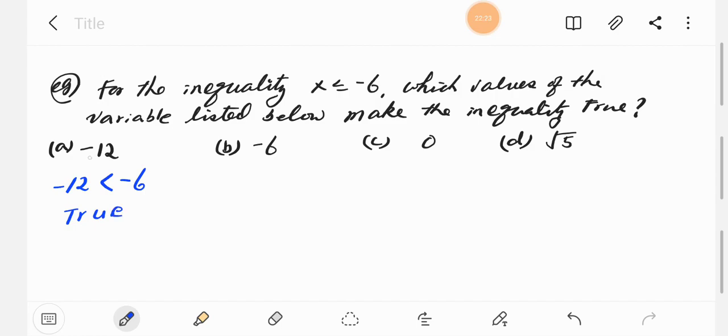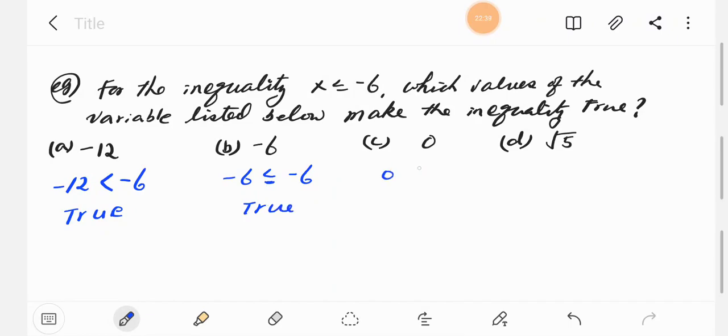Yes, so -12 is less than -6. How about this one? Is -6 less than or equal to -6? Yes, because -6 is equal to -6, right? Equal to. So this is also true.